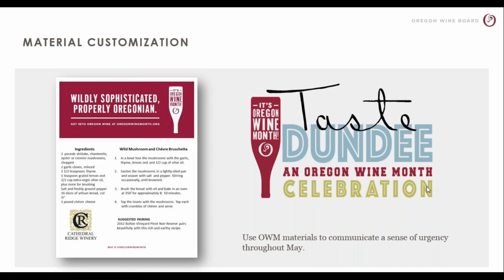There are customizable templates in both PowerPoint and PDF formats online, and images for social media and logos for most any application. What we're looking at here on the left, we see a recipe put together by the folks out at Cathedral Ridge with a suggested wine pairing on one of those customizable menu templates. And of course, on the right, the very well-known Taste Dundee using both language and logo to co-brand that event as a Wine Month activation.